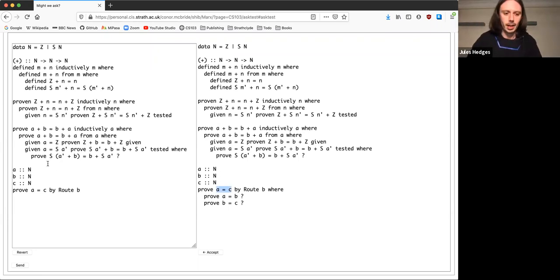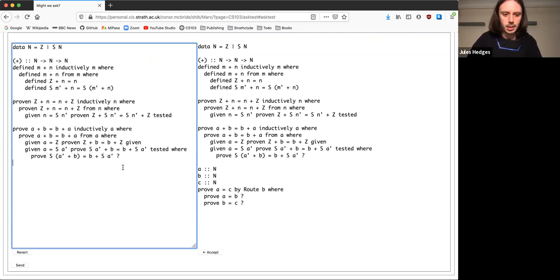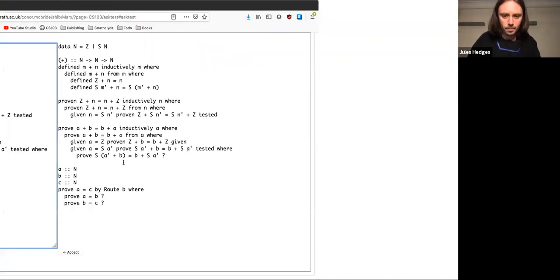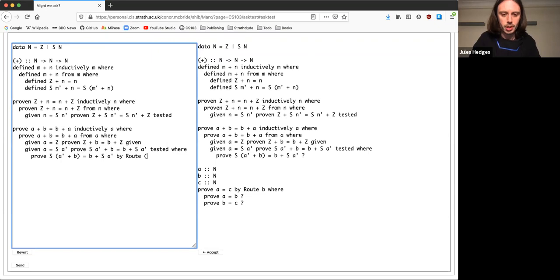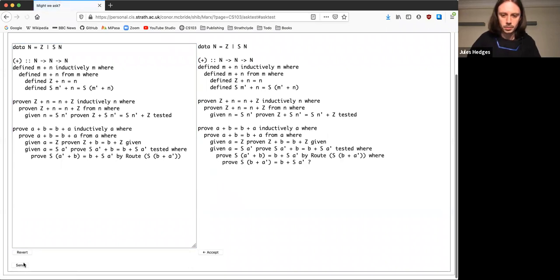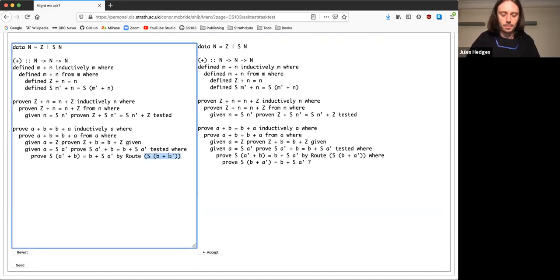So it turns out that in this case here, I want to say by root S B plus A prime, and you need an extra pair of brackets than what you might think you need. Here's the thing. This expression, SB plus A prime, I kind of pulled out of a hat. I had to do some hard thinking to figure out what this would have to be to make this proof work.